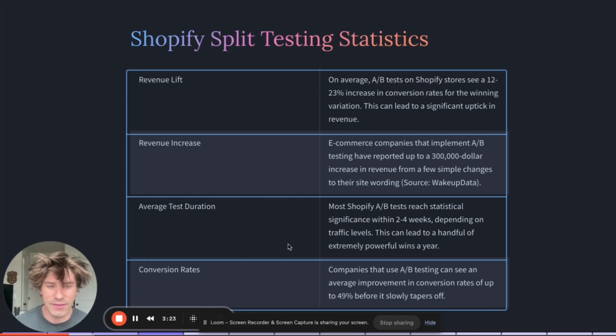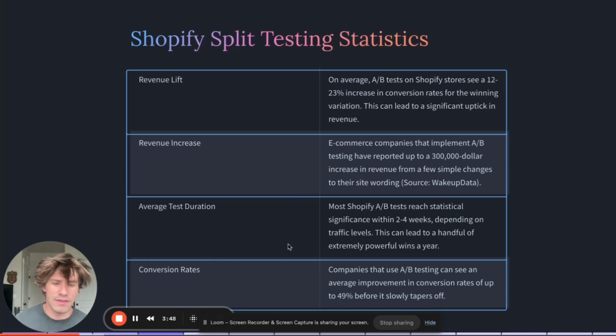Talking about that revenue increase, some e-commerce companies that implement A/B testing on a regular basis have reported up to a $300,000 increase in revenue from a few simple changes to their site wording. This study was actually run through headline split tests. So by simply testing headlines, they've been able to add over $300,000 of revenue to their bottom line.